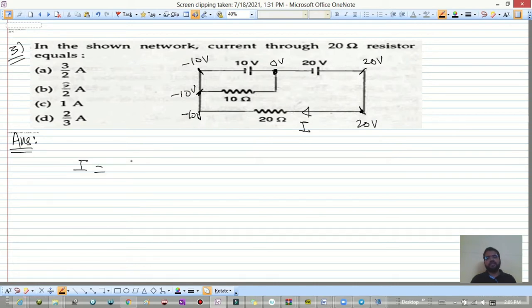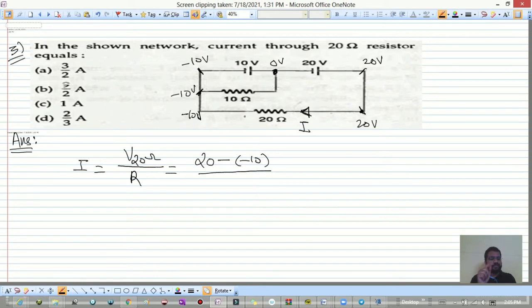So the current we have is the potential difference across the 20 ohm divided by the resistance. What is the potential difference across the 20 ohm? 20 minus of minus 10. Now some of you might ask, why did you consider the current in this direction? Why not in this direction? Initially, you can consider any direction. That is totally your choice.